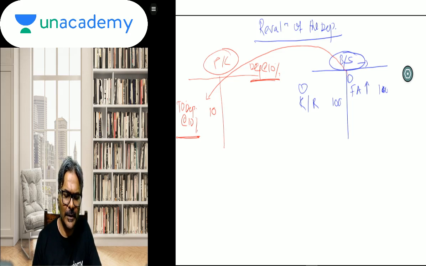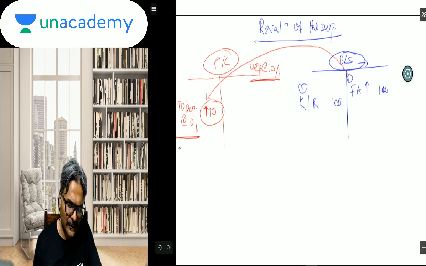I'm talking only about a depreciation rate. The higher this 10 is what? The revaluation effect. The increase in the depreciation to the extent of 10. And that will have an impact on the net profit.